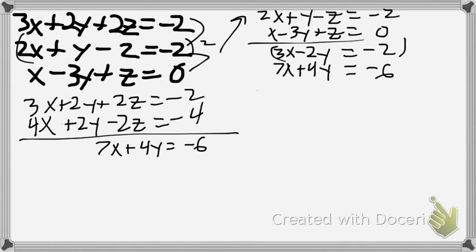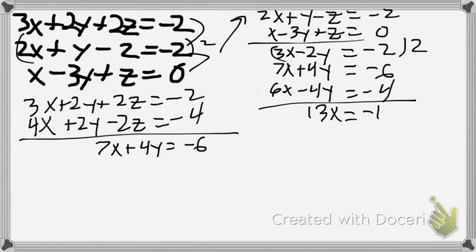So now I'm going to multiply that top one by 2. It gives me 6x minus 4y equals negative 4. Add those together, and I get 13x equals negative 10. And then x equals negative 10 thirteenths.